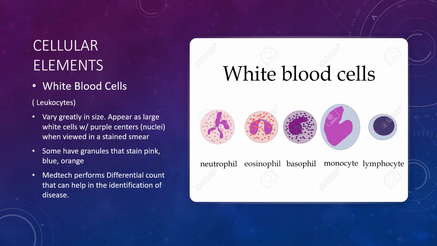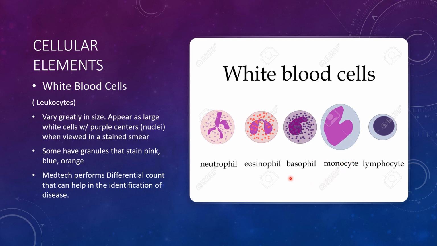Actually, your white blood cells vary greatly in size. They appear as large white cells with purple centers known as nuclei when viewed in a stained smear. As you can see here, every cell has its own variations of shapes and also sizes. The first one, the largest WBC here, is your monocyte. If you compare it to the others, the lymphocyte is quite smaller compared to the other WBCs.